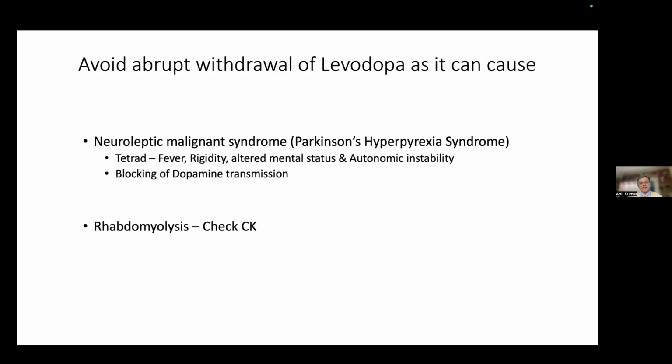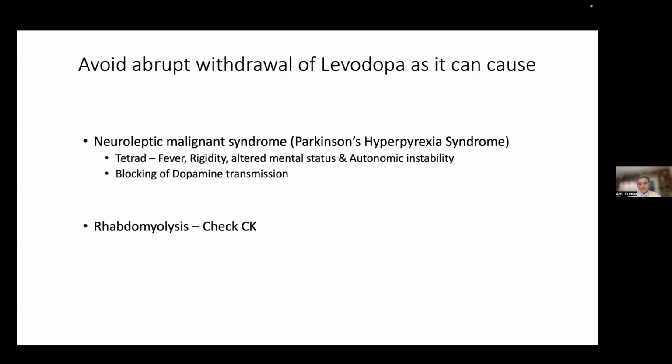I will suggest that you avoid abrupt withdrawal of levodopa, as it can cause Parkinson's hyperpyrexia syndrome. This is a new name for neuroleptic malignant syndrome. Suddenly you find the patient's temperature has gone up, the patient has become very stiff, the patient is completely confused, and this is due to the dopamine transmission. This is an emergency, and the way you can check it: check the temperature, CK will be raised.